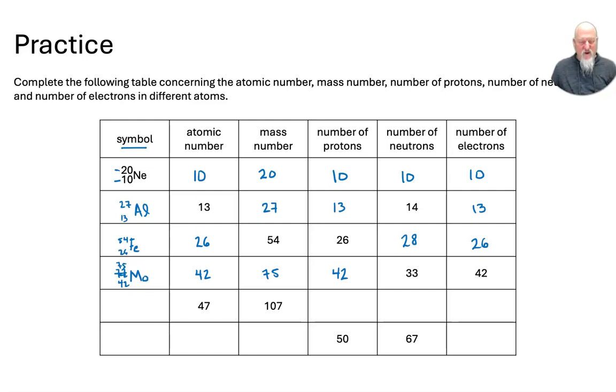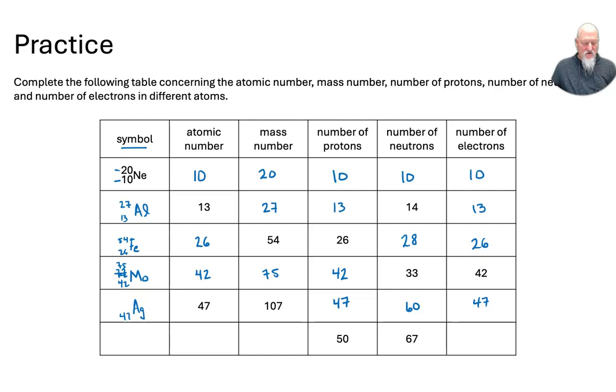Atomic number 47, mass number 107. If you look at 47, that is going to be silver, so Ag. So if our atomic number is 47, what else is 47? Protons, right? And electrons. And then our number of neutrons comes from the mass number, because mass number is protons plus neutrons. So 107 minus 47 is 60. So there's 60 neutrons.